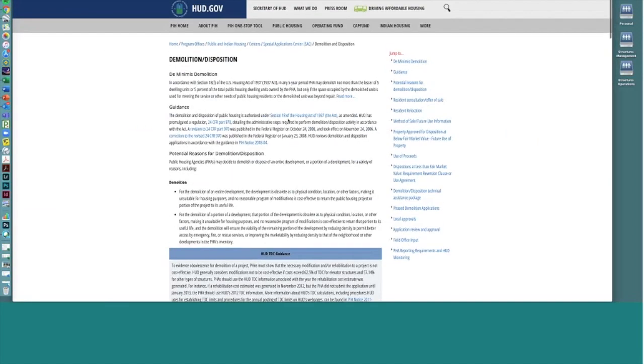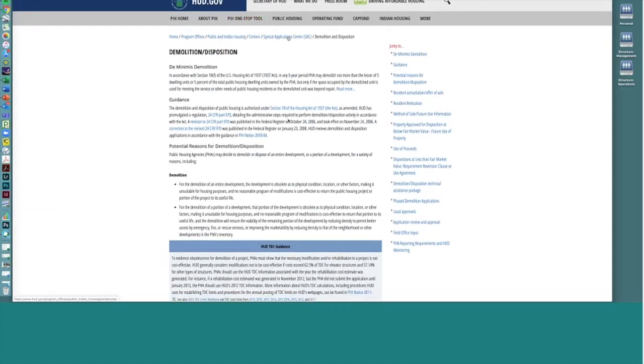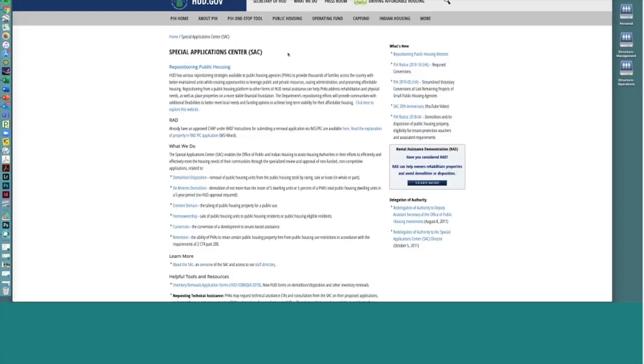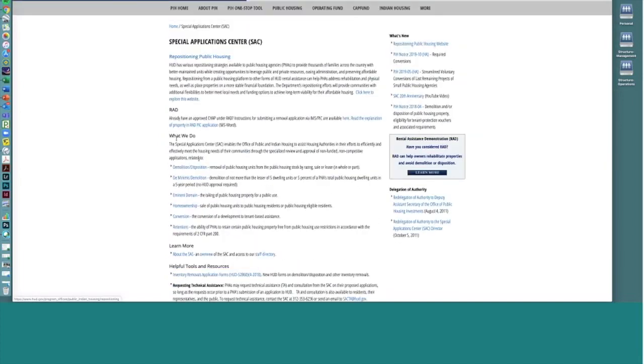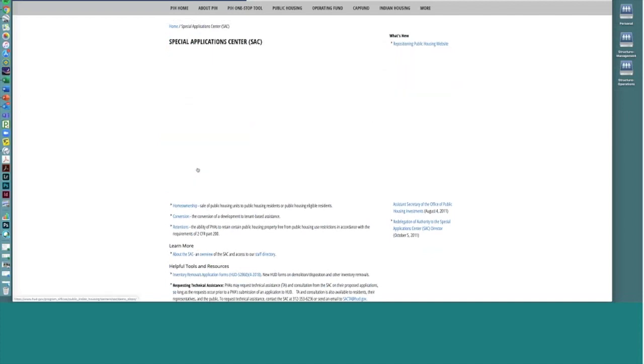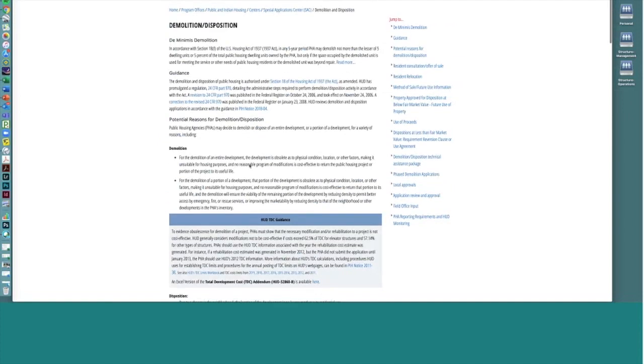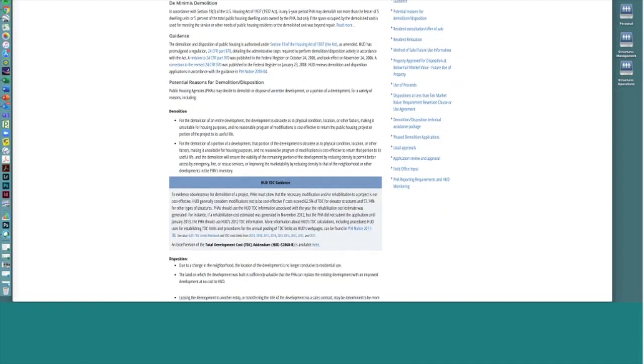So what I'm looking at is the SAC landing page on their website. The Special Application Center has lots of great information in here. Under what we do, towards the very top is the Demo Dispo section. So here you'll find a bunch of stuff about the Housing Act and 24 CFR Part 970 and the 2018-04 notice, all of which describe Section 18.